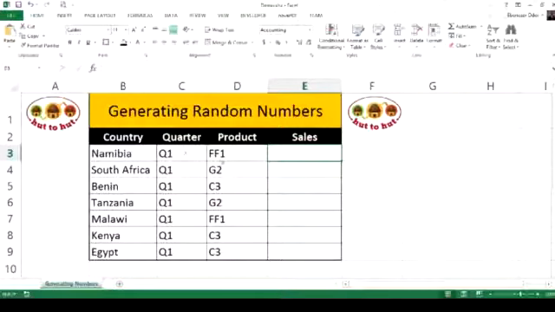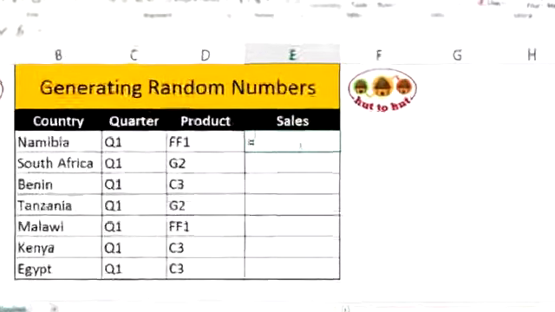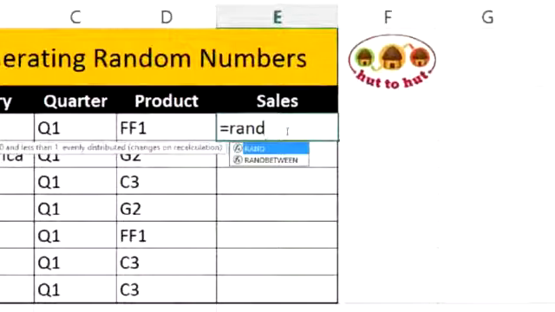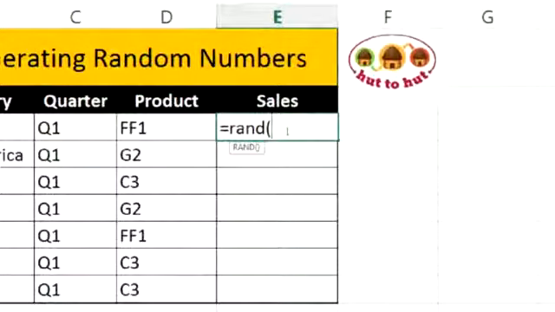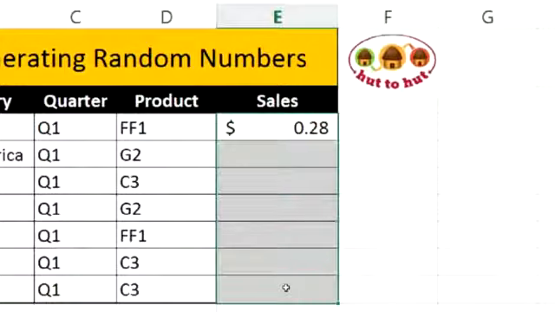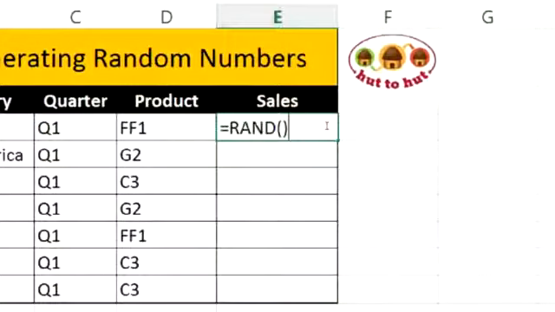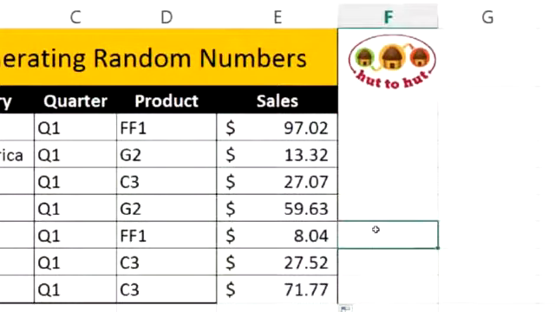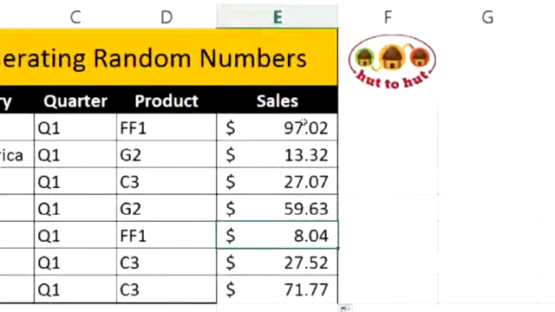Here is a table with country, quarters, products, and I'm going to generate random sales. The formula uses the RAND, R-A-N-D, and you can close parentheses. But RAND normally generates a number between 0 and 1. So the only way I can overcome this is by multiplying the random number that's generated by 100, and that will give me a number between 0 and 100. So I can drag this down and I can get random numbers to use in my computation.